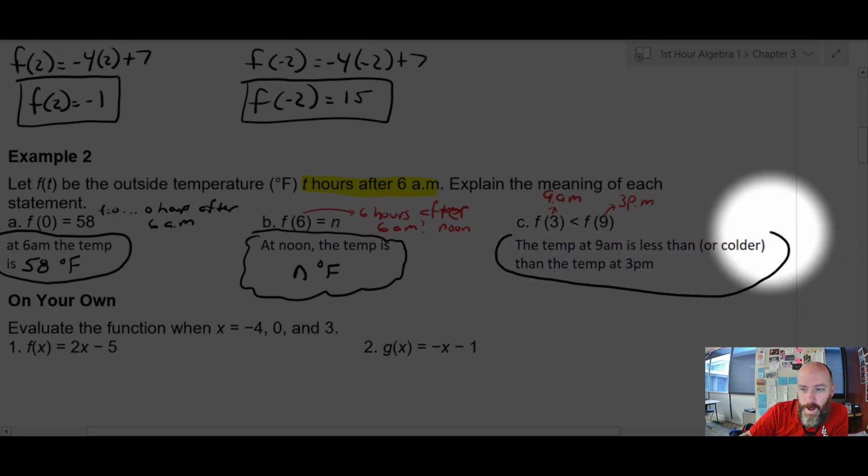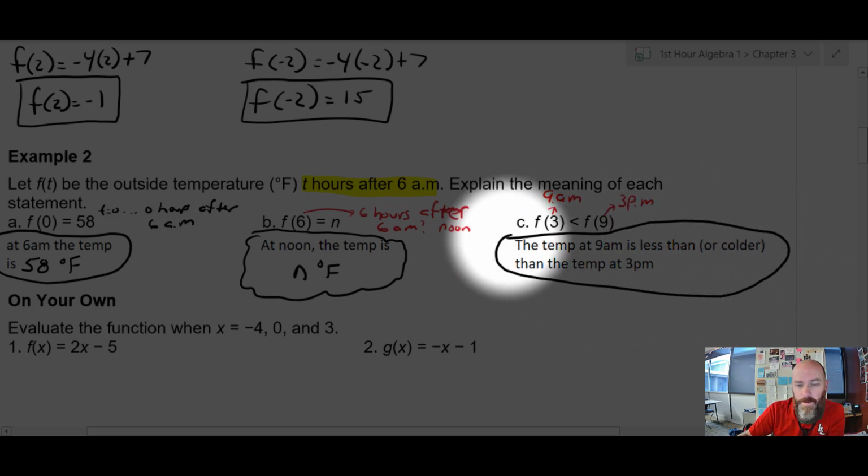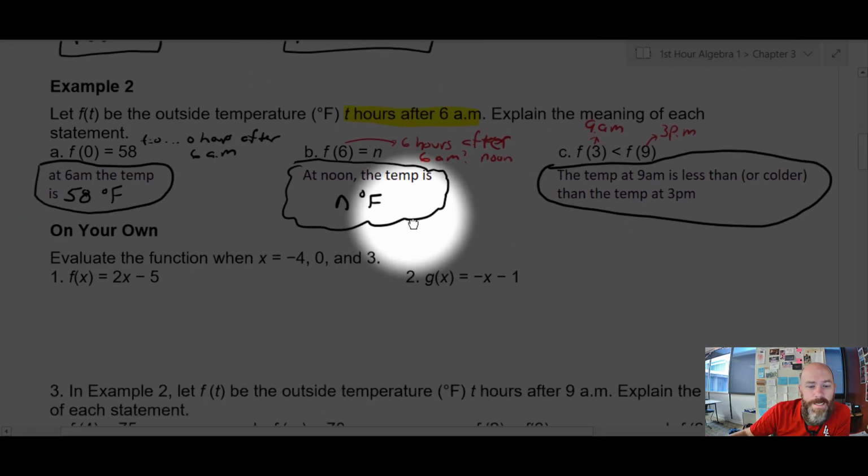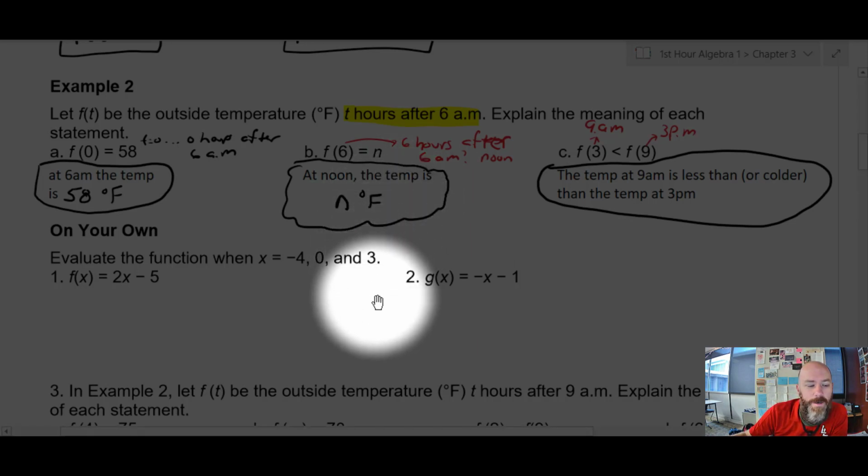Again, as always, if you need to pause this to copy things down, that's great, because sometimes I might be going a little faster than you are. All right, I'm going to skip the on your own. You can do those, but I'm just going to skip those for right now, and you can get a hold of me. I just want to make our notes a little faster.